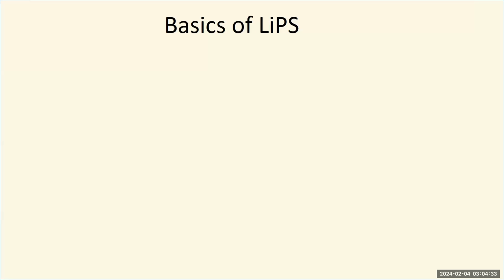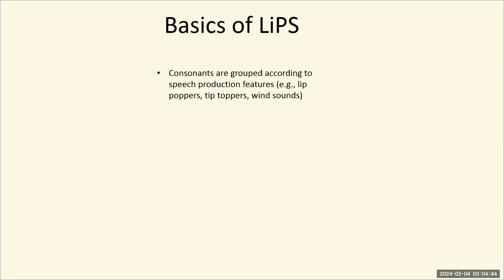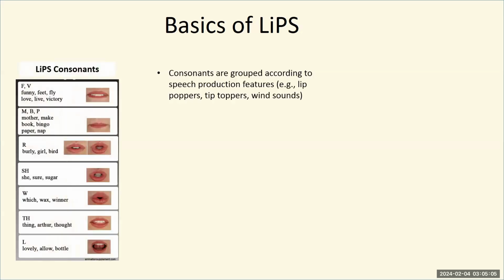The basic principle of LIPS is that speech gestures can be used to make children aware of sounds and to cue how to manipulate them for reading, spelling, or speech. Consonants are grouped according to speech production features, using categories such as lip poppers, p or b, tip toppers, t, d, or wind sounds, w. So you can see the mouth gestures and make the associations to the different kinds of sounds that are produced with those lip shapes.